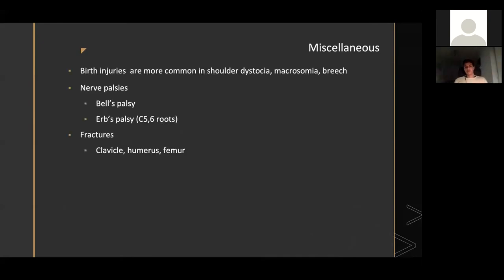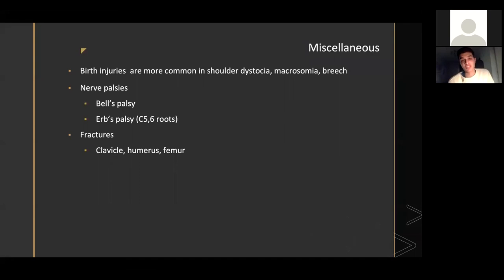So birth injuries are more common in shoulder dystocia, macrosomia, and breech presentations, okay, as you'd imagine, including those cephalohematoma and caputs, okay? Nerve palsies also occur. So you can have a Bell's palsy from a forceps delivery. The forceps can hit the face and give you a Bell's palsy, and the baby will look like it's had a bit of a stroke straight away.